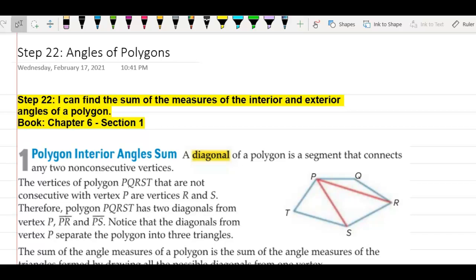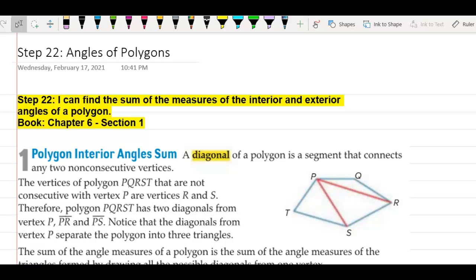So we're going to step 22, which is called Angles of Polygons. This unit is a combination of Chapter 6 and Chapter 10. We're going to cover Chapter 6. Chapter 10 is covered in the independent assignments. So we're only going to have 3 steps here before the next test, and then we're going to move on to Unit 6.